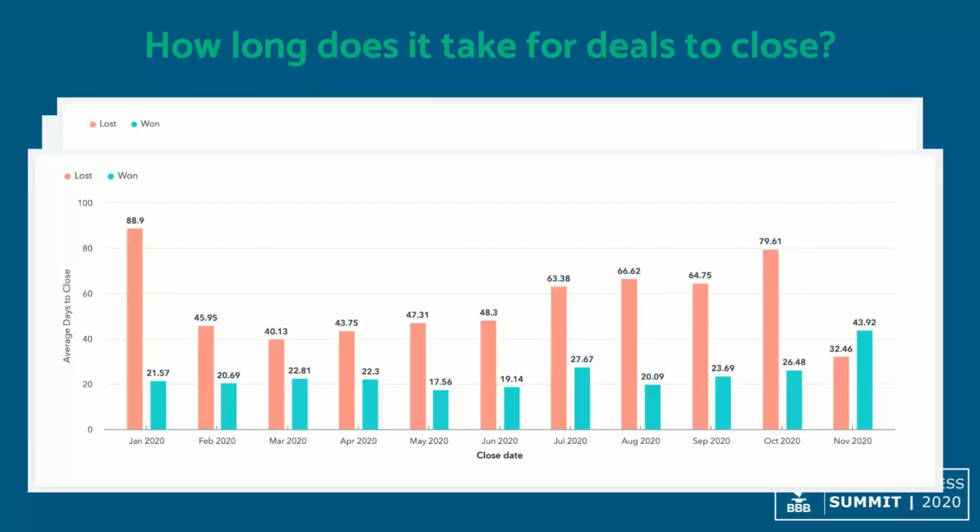Hey, in the last 4 months, our time to close has been trending up. This month, we're trending at 43, almost 44 days it's taking to close a deal, when in May, it was taking about 17 and a half days. What's going on there? Of course, there may be context there.